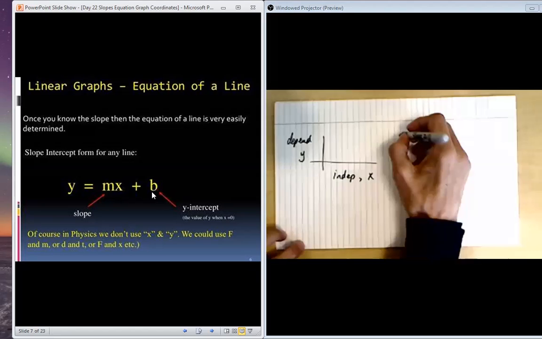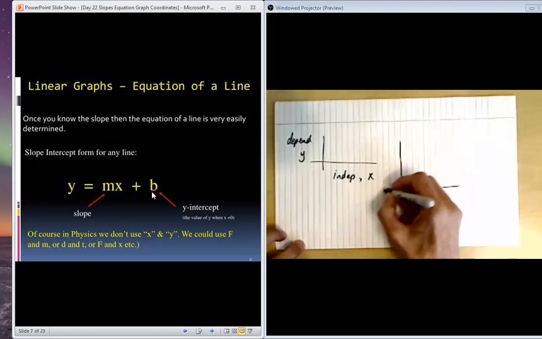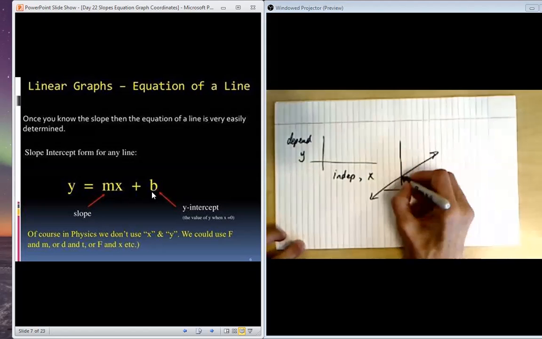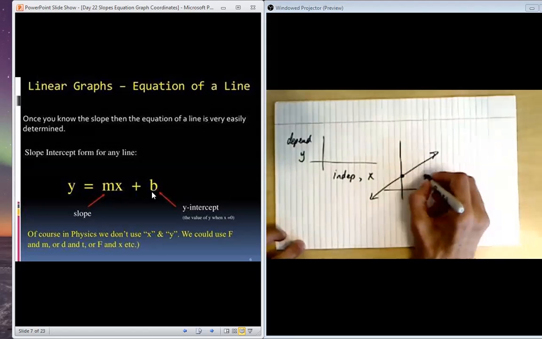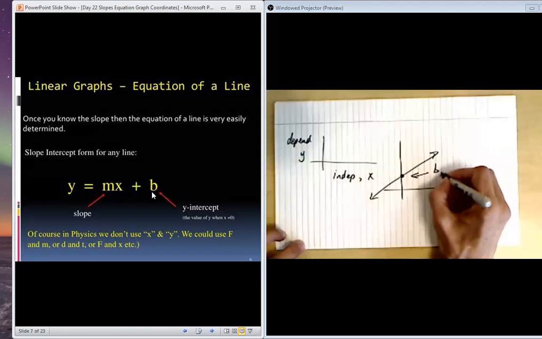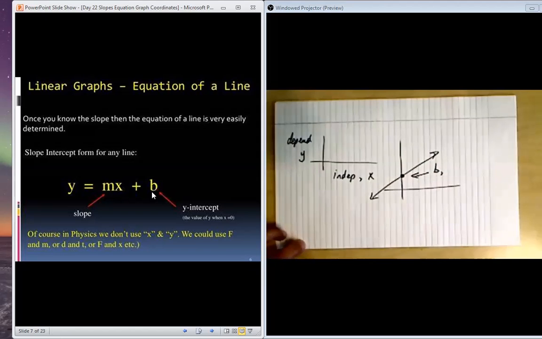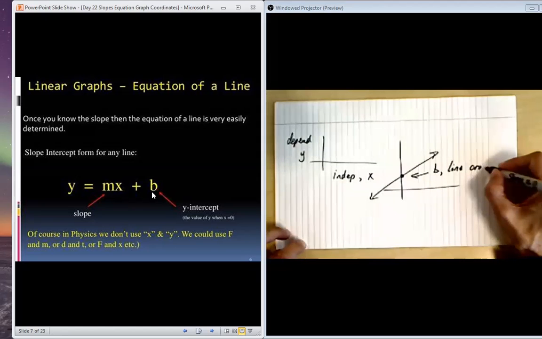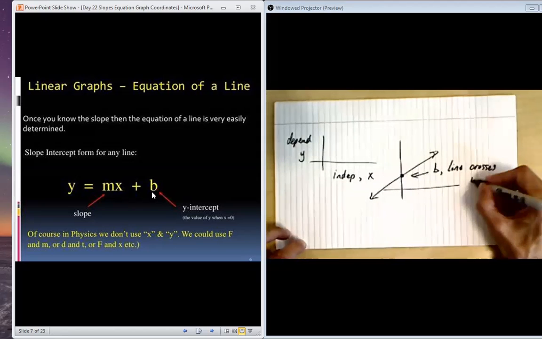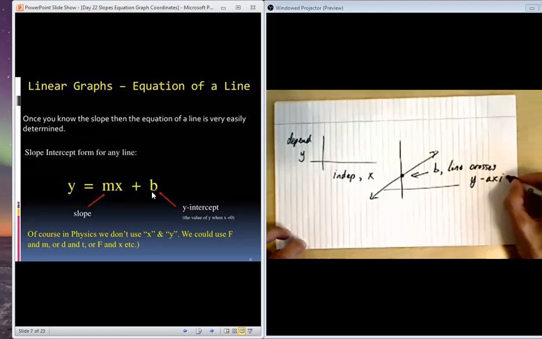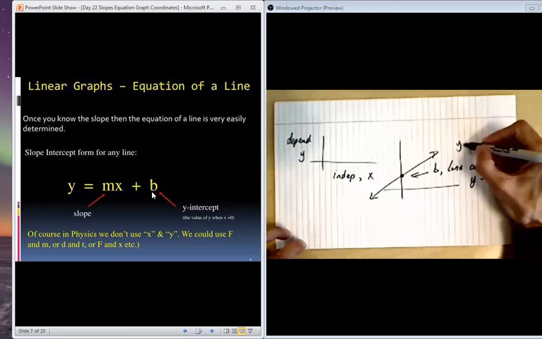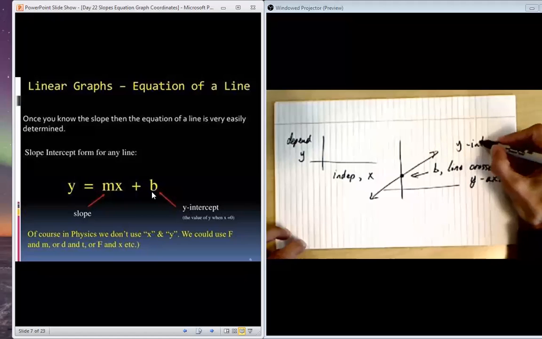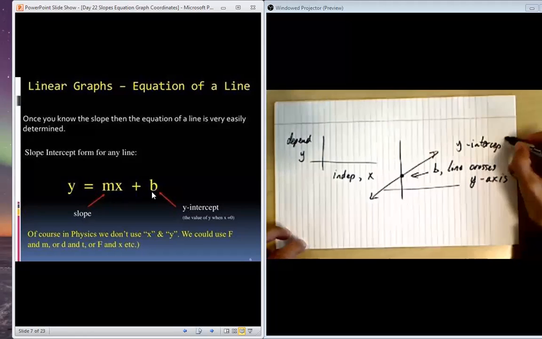And the y-intercept is where the graph crosses, where the line crosses the y-axis. Okay, let's give them the name y-intercept. That's going to come in a couple of days for us.